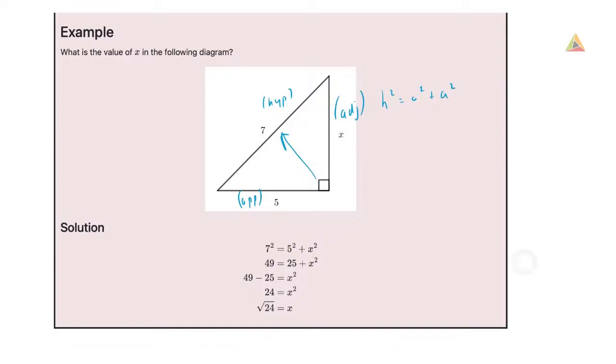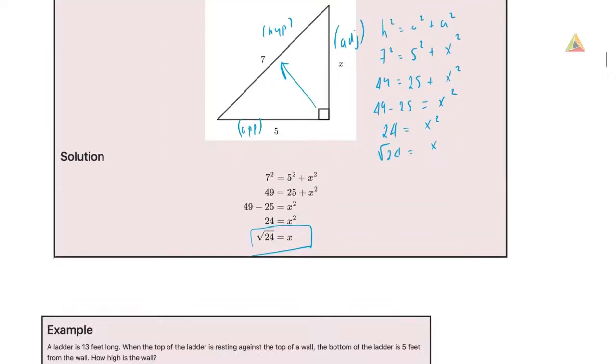So the hypotenuse is 7, so 7 squared is equal to the opposite squared, which is 5 squared, plus the adjacent squared, in this case x squared. 7 squared is 49, which is equal to 5 squared, which is 25, plus x squared. So we're going to get numbers on one side, letters on the other. 49 take away 25 is going to give us x squared. 49 take away 25 is 24. So 24 is x squared. So x is going to be the root of 24, and that's what they've left it as. So that's that one done.